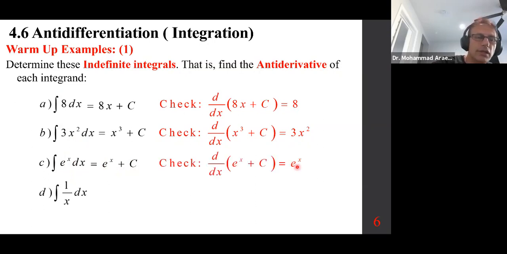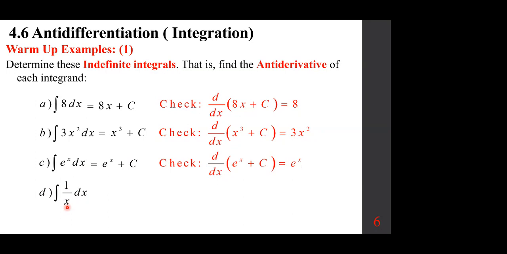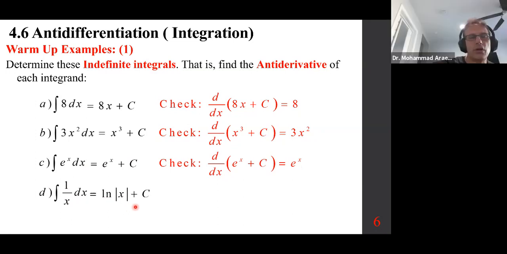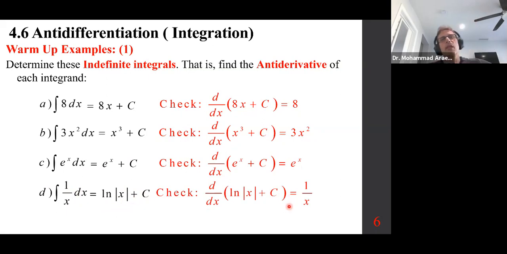It does. Now think about this last one, 1 over x dx. What do you differentiate that results in 1 over x? Do you remember that, class? Natural log, perfect. So natural log, and we put a constant. The reason we put it in an absolute value is because of the domain of natural log, which is 0 to infinity. To check, differentiate the right side, you must get 1 over x without the dx.